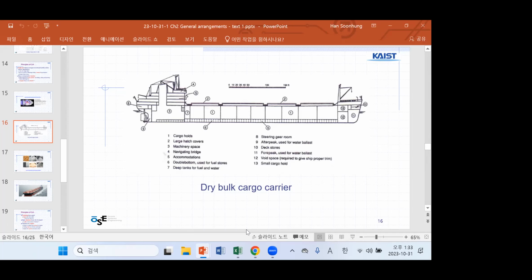Only one. So this one is saying required to give ship proper trim. Trim means, the trim looks like this. The ship is somehow tilted in the way or something.